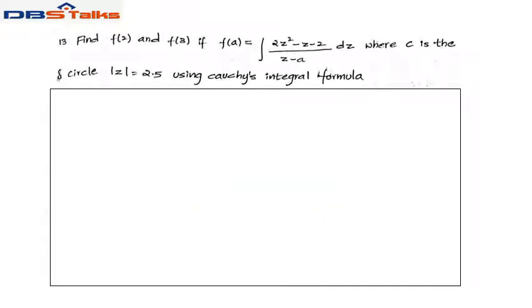Hi everyone, this is lecture 3 in unit 4. So, remaining problems in Cauchy's integral formula. The problem is: find f of 2 and f of 3 if f of a equals the integral of (2z square minus z minus 2) by (z minus a) dz, where C is the circle mod z equal to 2.5, using Cauchy's integral formula.